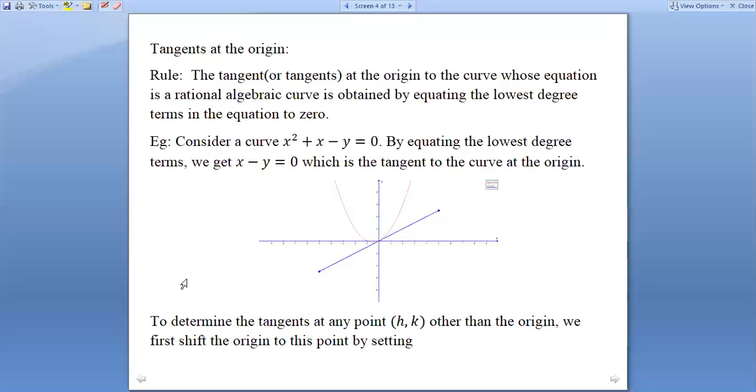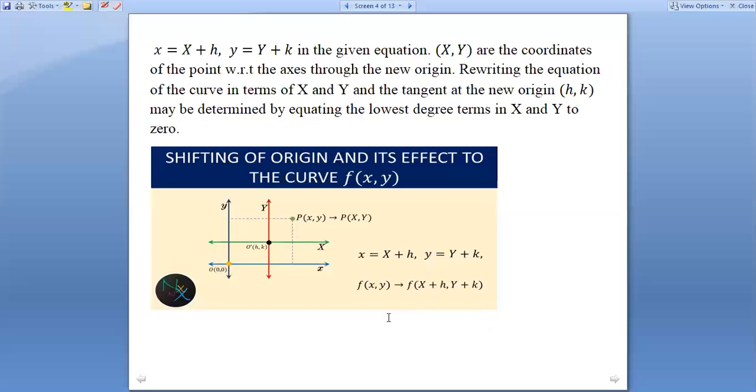So what you do is, you change the origin, you shift the origin to this point. I'll explain. To determine the tangents at any point h comma k other than the origin, we first shift the origin to this point by setting x is equal to X plus h and y is equal to Y plus k. See here, initially we always take the origin to be 0, 0. If you want the origin to be h, k, then you are shifting the origin to h, k.